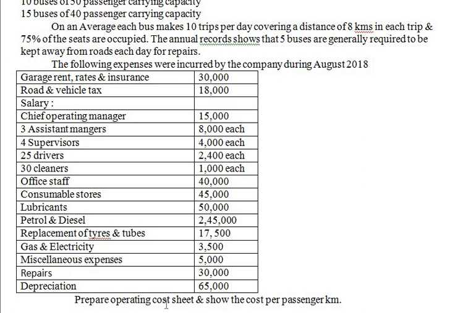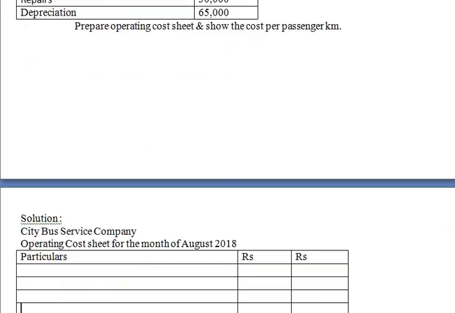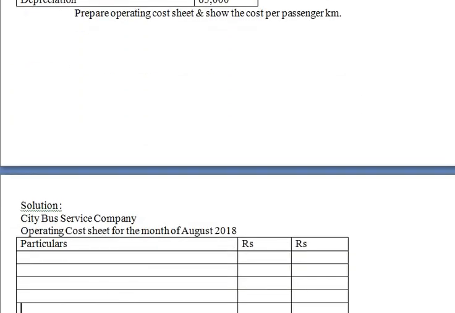Next, prepare the operating cost sheet and show the cost per passenger kilometer. First we will prepare the operating cost sheet and then we will find the passenger kilometer. Next, write down City Bus Service Company, operating cost sheet for the month of August 2018, with particulars and amount columns.